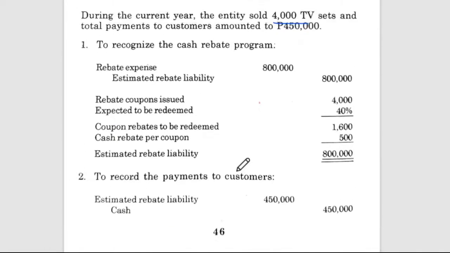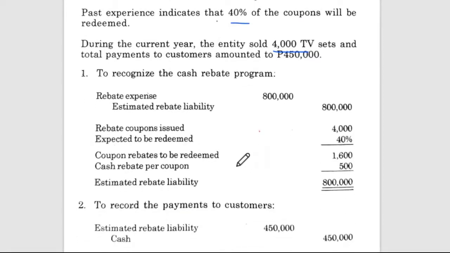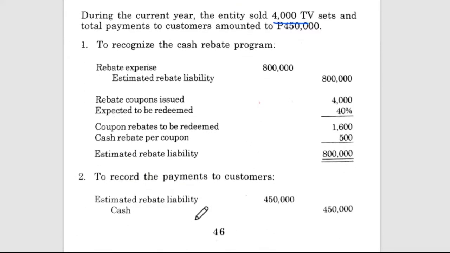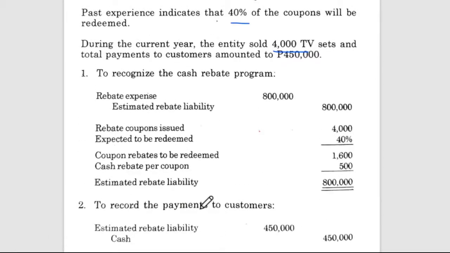To record the payments to customers, of course, we will be distributing or paying the rebates. So debit estimated rebate liability and credit cash. Now, if you're asked in a problem how much is your estimated rebate liability, you have to get the net amount. Remember, we have already recorded the estimate earlier. So that's 800,000, then deduct 450,000. The remaining estimated rebate liability would be 350,000.